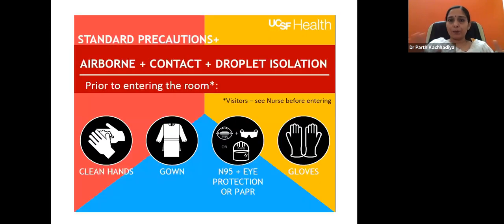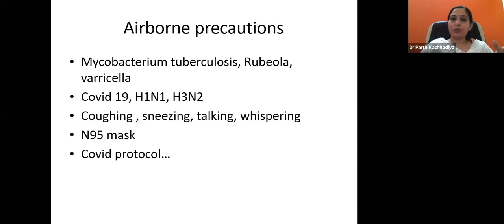This is the slide which shows the standard precautions. It includes everything. It includes airborne, contact, and droplet isolation. And as it shows in the picture, it is very clear. Hand hygiene should always come first in each and every step. So clean hands, gown, N95, mask, eye protection, personal protection equipment, gloves have to be there for standard precaution. For airborne precautions, organisms like Mycobacterium tuberculosis, rubeola, varicella, COVID-19, H1N1, H3N2, all these require airborne precautions, and for that N95 mask is a must.